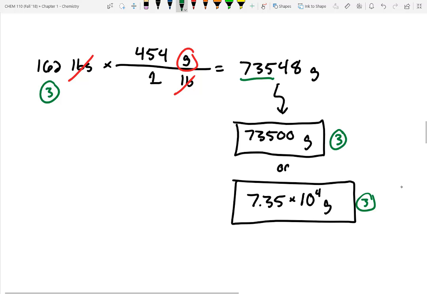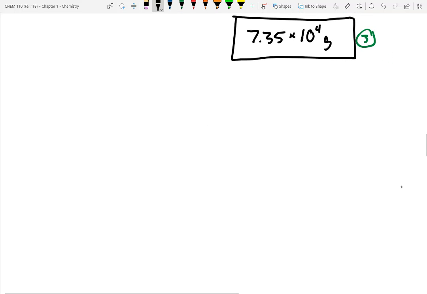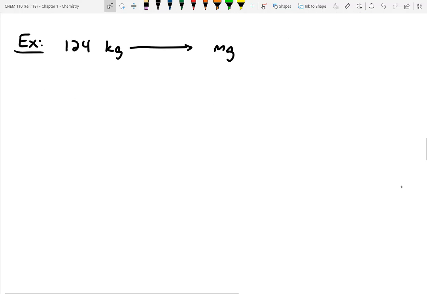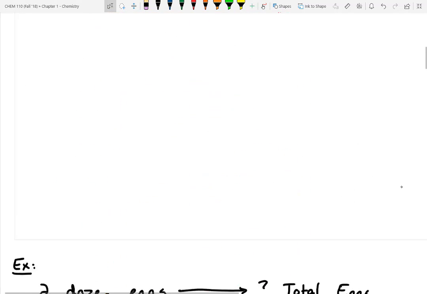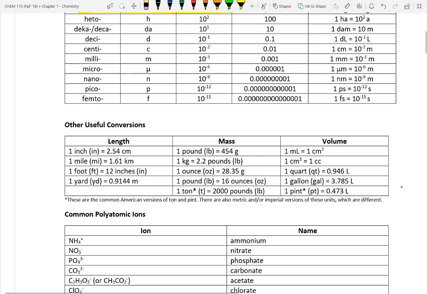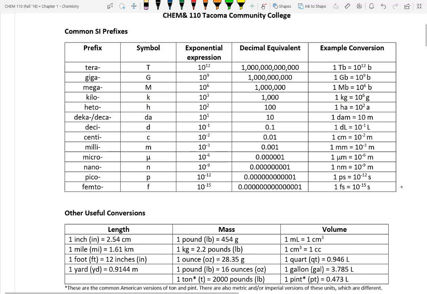All right, let's do a couple more. For this next one, we've got 124 kilograms, and we're going to go all the way to milligrams. So now we need to go back to that sheet and find some sort of relationship between kilograms and something else. So let's go back and look. All right, we're doing an SI unit conversion. Oops, sorry, let me keep this as a 3 there.